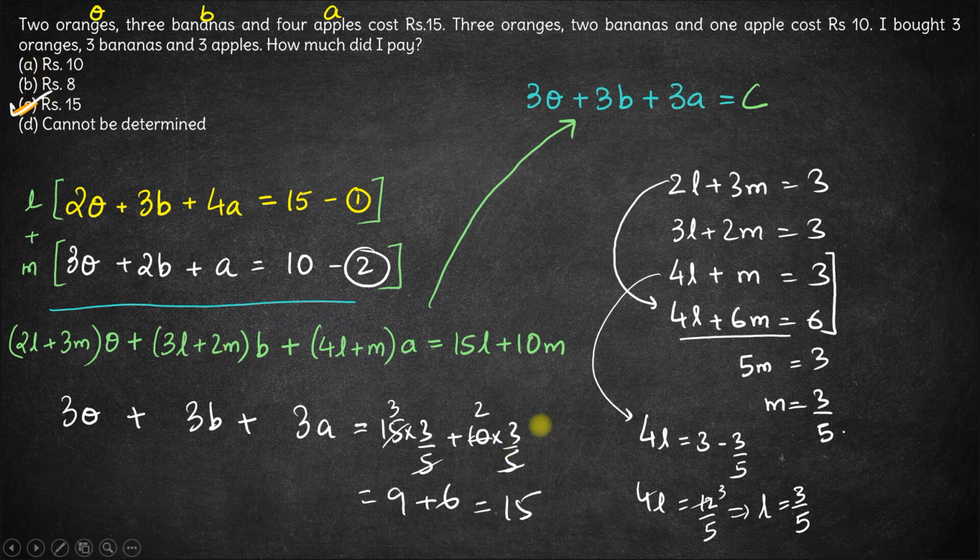But you see, this is a slightly longer way of doing this question. If it strikes you that you can simply add them and figure out the value of O plus B plus A, that makes the question much simpler.